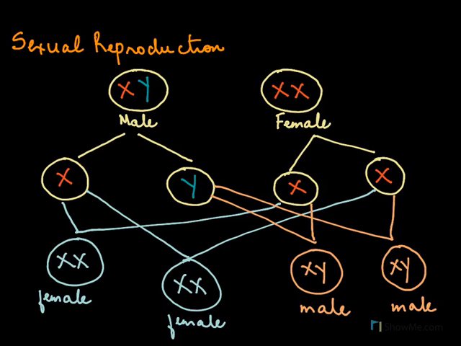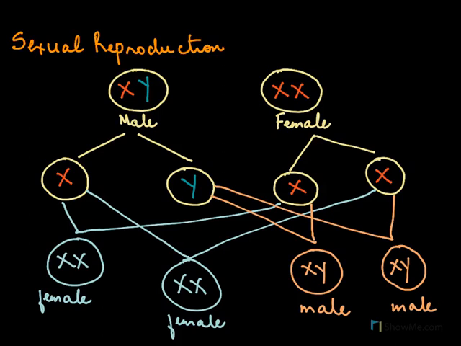Let's do the sex determination in tabular form. So you have here X and X, which are the female gametes, and you have X and Y, which are the male gametes. So in the first one, you would definitely put X and X. This would also be X and X. So here would be a female. This also would be a female. Here we'll get X and Y, and here also you'll get X and Y. So this would be a male, and this would be a male.